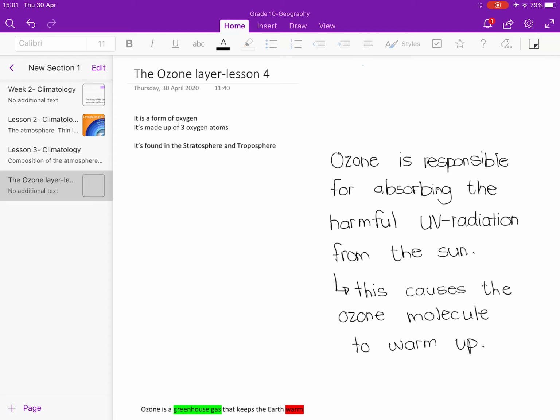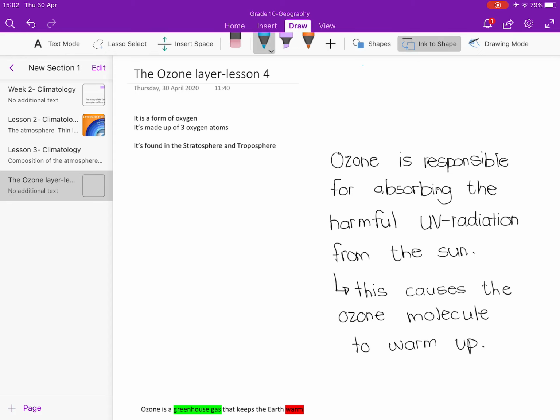So ozone is a form of oxygen. We all know what oxygen is. Oxygen is what we breathe in. So ozone is made up of 3 oxygen atoms. So on your notes, you'll see they give you something like this. And this is your ozone that's made up of 3 oxygen atoms. So then it gives you ozone. That is what ozone looks like if you look at it in a molecule form.